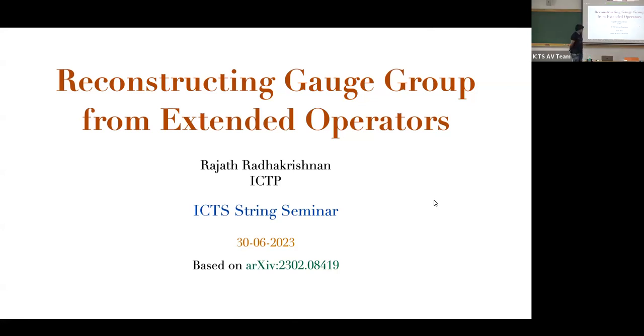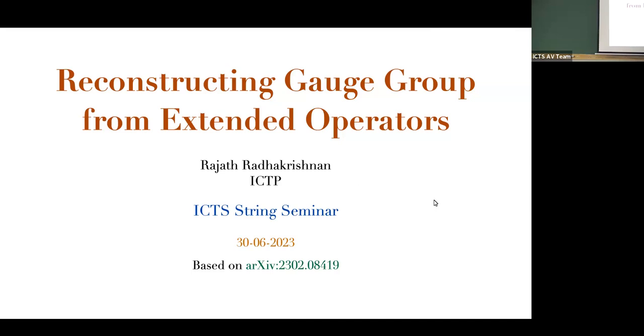So I would like to talk about certain extended operators in generic gauge theories, which would be line operators and surface operators, and study what properties of the gauge group are encoded in those operators and their properties, like fusion rules or OPEs. Because I'll be dealing with topological lines and topological surface operators, many of these things can be rephrased in the language of higher form symmetries or non-invertible symmetries, if you are more familiar with that language.